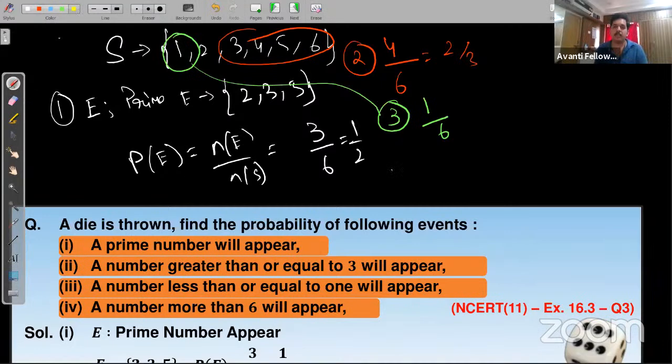A number more than 6 will appear. What is my answer for the fourth one? Will you get any number greater than 6 if a die is thrown? No, not at all. So it is 0. It is an impossible event. So for an impossible event, your probability is 0.